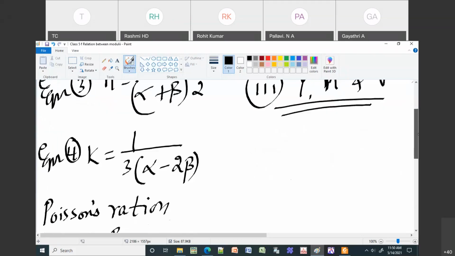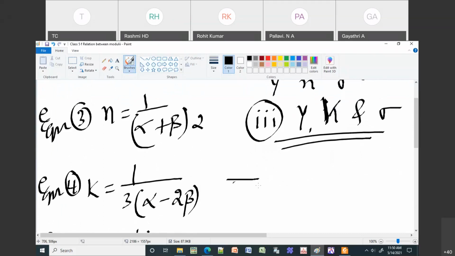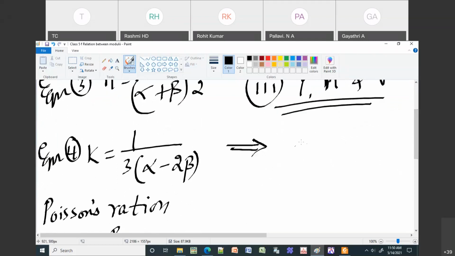For this you just take equation number 4. In the previous one, when I wanted y, n, and sigma, I took only equation number 3. Now I want y, k, and sigma, so I'm going to take equation number 4 and do the same thing. So k is equal to 1 by 3 alpha minus 2 beta. That is your original equation.